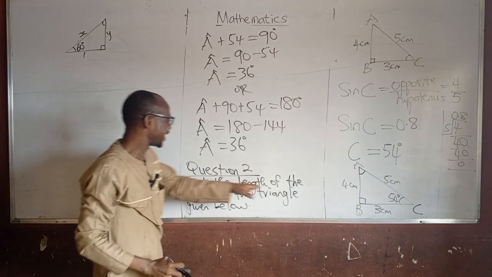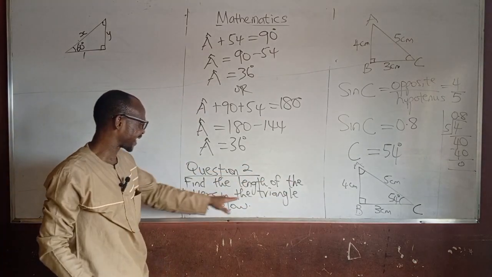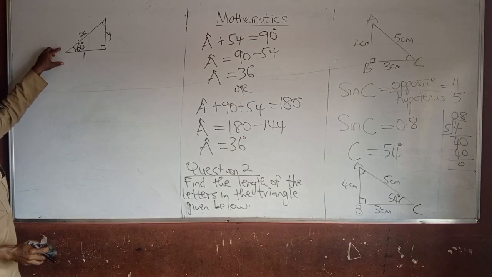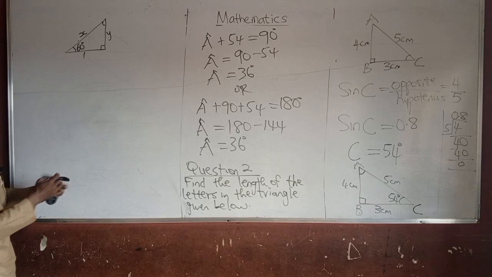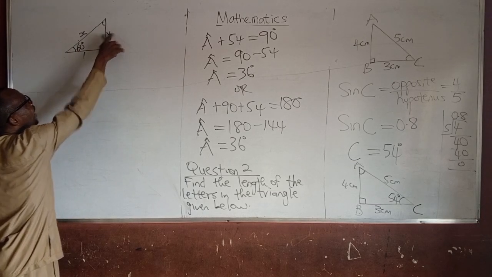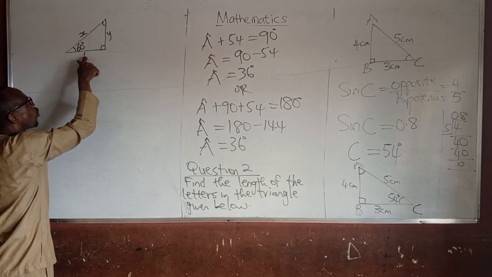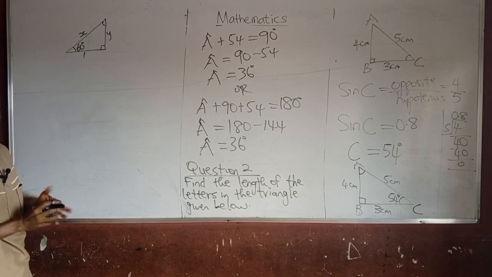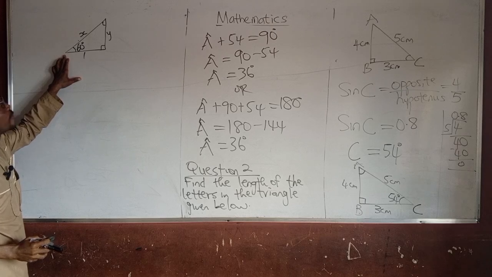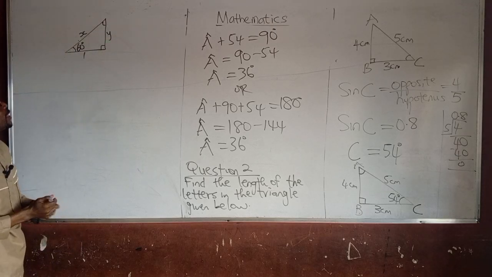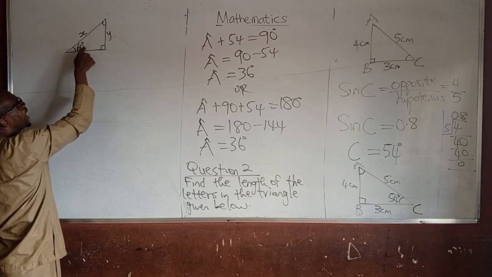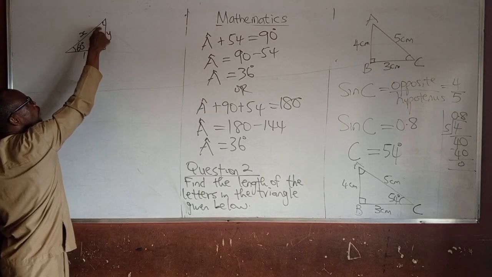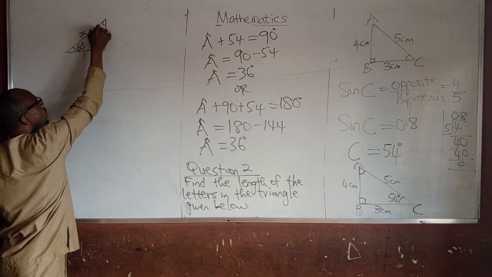Question 2. Find the length of the letters in the triangle given below. And we are given the triangle X, Y, with 60 degrees and 1. Let's look at that. From this triangle, since this angle here is 60, automatically this angle here will give us what? 30 degrees.